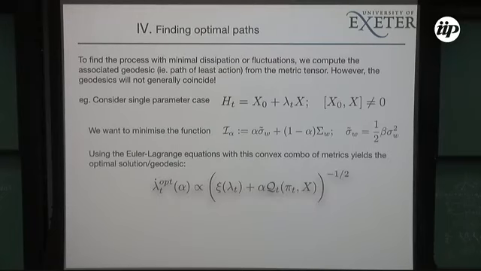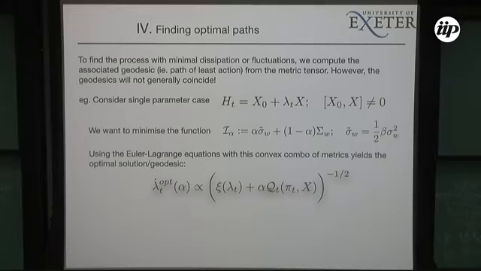Right, so if we want to find optimal paths, what we do is we take the Euler-Lagrange equations. But the key point is that if we find the path of least action, which is equivalent to the shortest path in this manifold, because we have two different metrics, the geodesics will not be the same. So in other words, the process of minimal dissipation is no longer the process of minimal fluctuations. So this completely contrasts with the classical case. So you can't find a process which will be both efficient and reliable anymore.